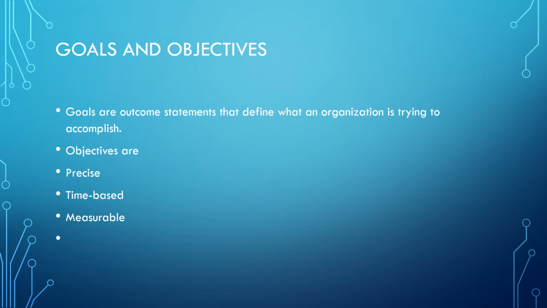Our next component is goals and objectives. They are critical components of leadership and management and provide the foundation for measurement. Goals are outcome statements that define what an organization is trying to accomplish. In contrast to goals, objectives are very precise, time-based, measurable actions that support the completion of a goal.